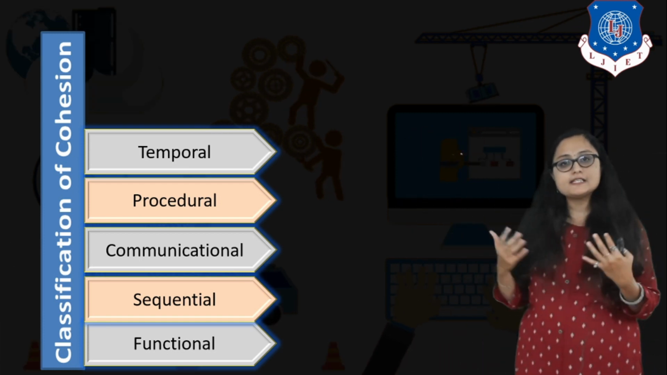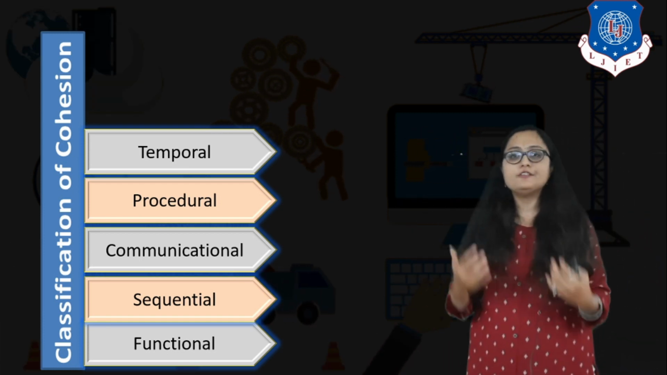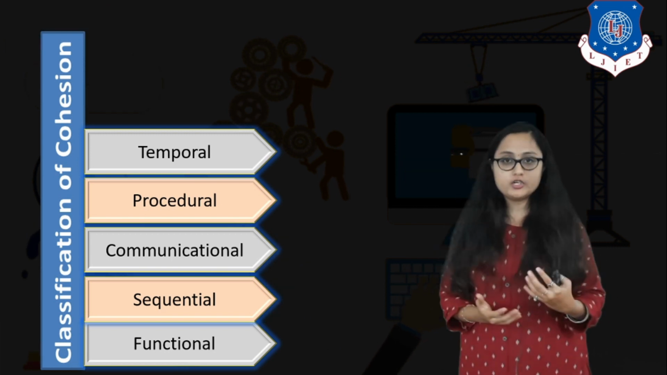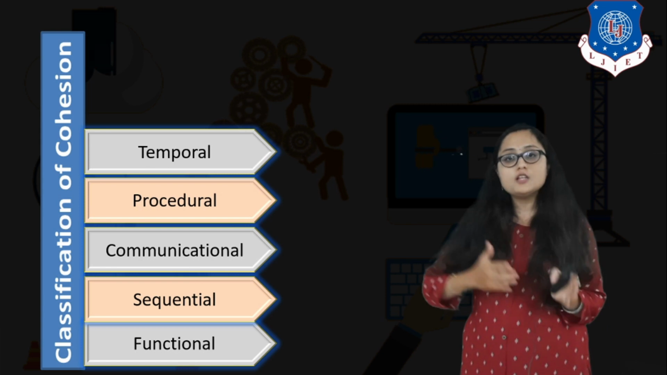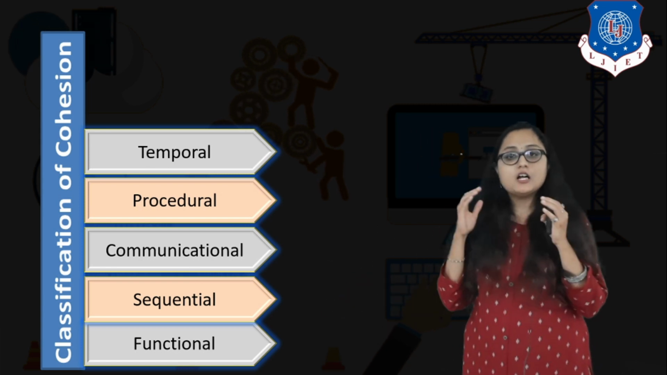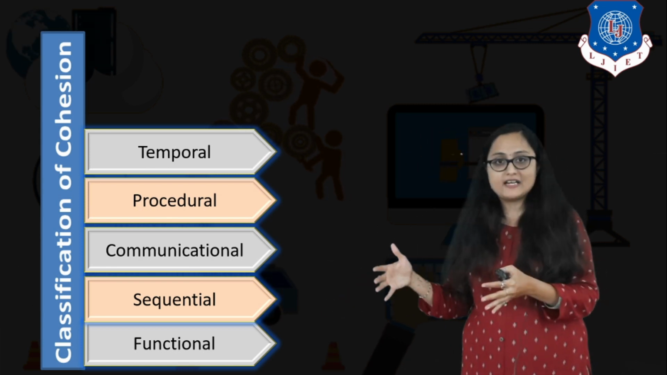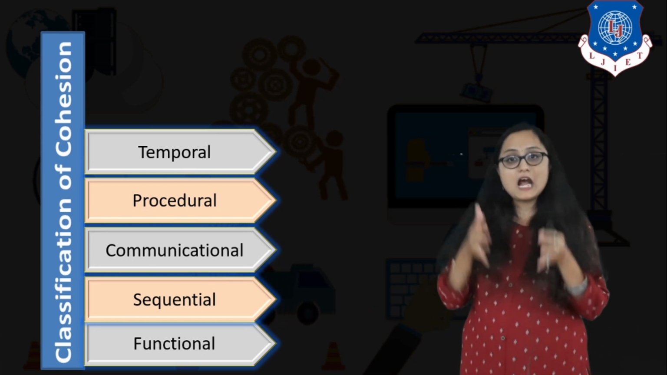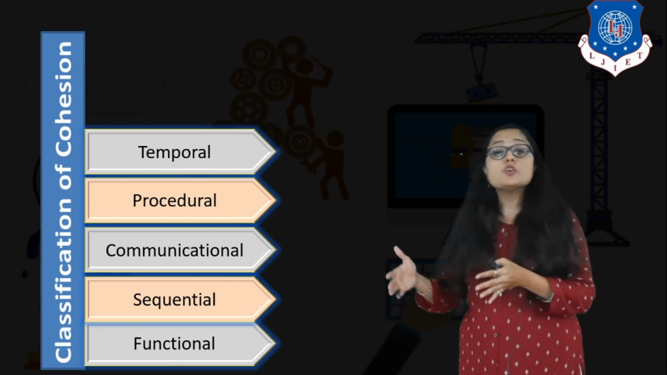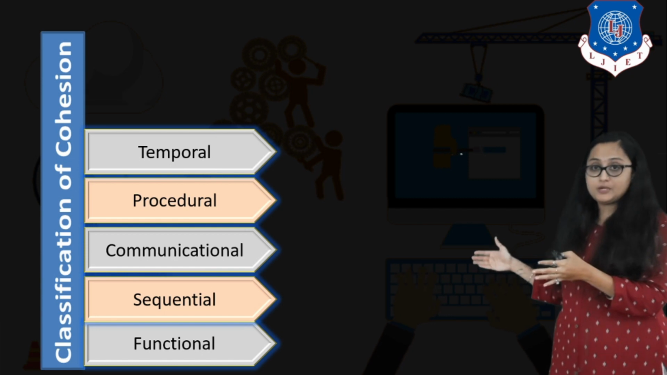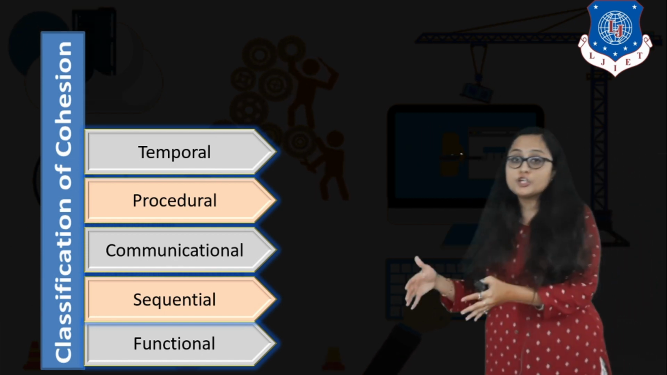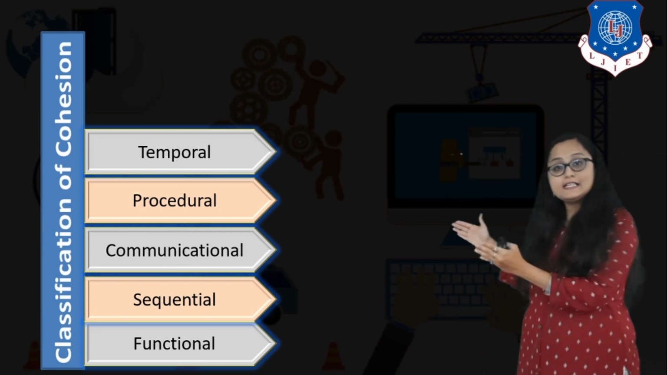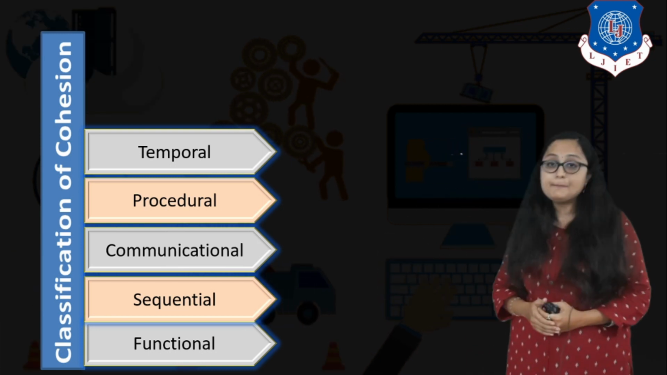For example, let us take a real life example in which you are brushing your teeth, you are switching off your TV, you are going to bed. All these three activities actually occur at the same time, that is night. So they are related to the time. So in programming, if you have a set of functions which are happening at a particular time, then you can say that that module is having temporal cohesion.